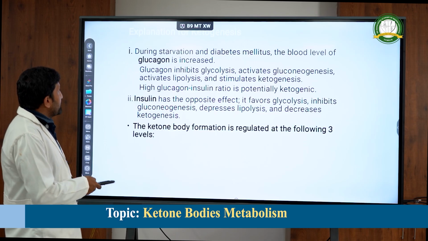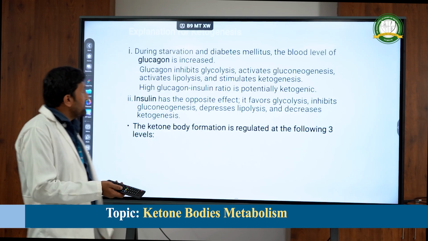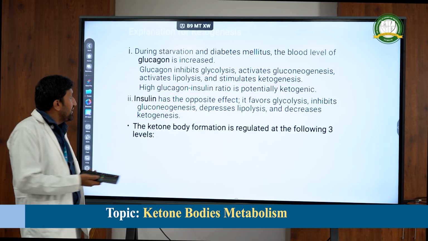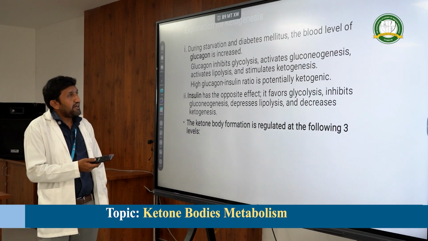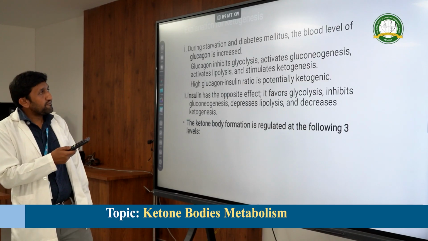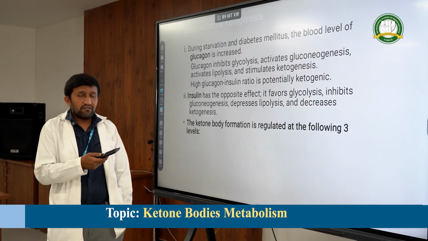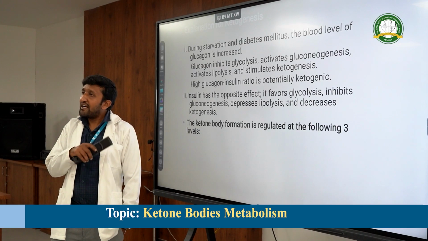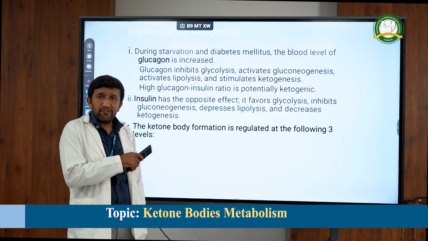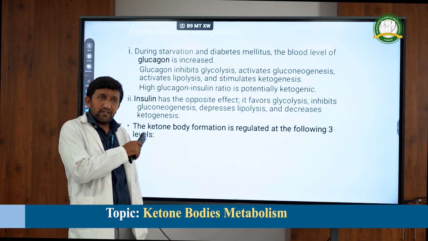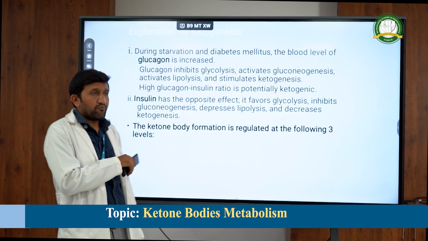Now the explanation of how ketogenesis is synthesized. During starvation and diabetes mellitus, the blood level of glucagon is increased. Because of that, it activates lipolysis and gluconeogenesis and stimulates ketogenesis, because glucose is absent or cannot be utilized. Because of that condition, acetyl-CoA will not enter the TCA cycle; it will enter ketone body formation.